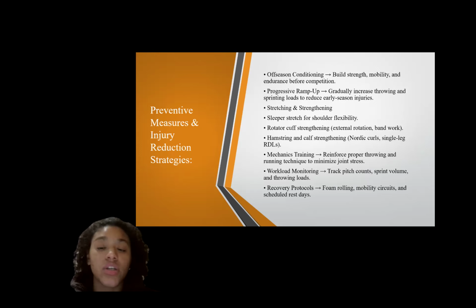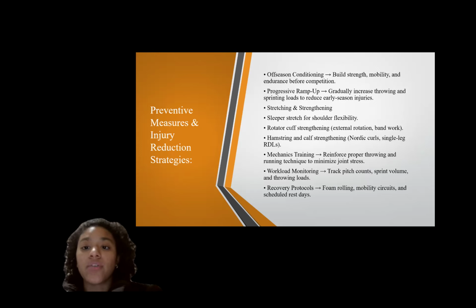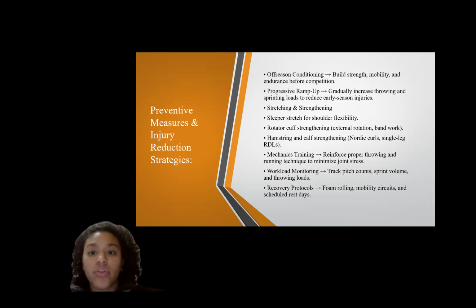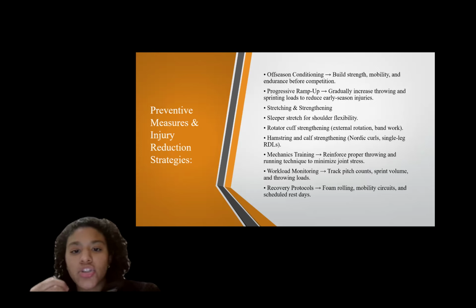So for off-season conditioning, we would want to build a foundation of strength, mobility, and endurance before competition. Then we want to progressively ramp up, gradually increasing their throwing and sprinting loads to reduce early season injuries. Then, of course, we want to implement stretching and strengthening.